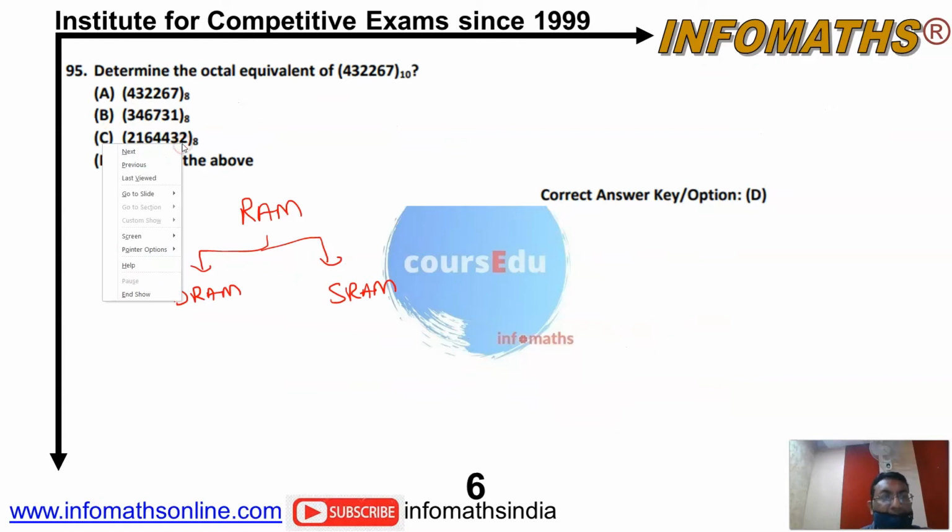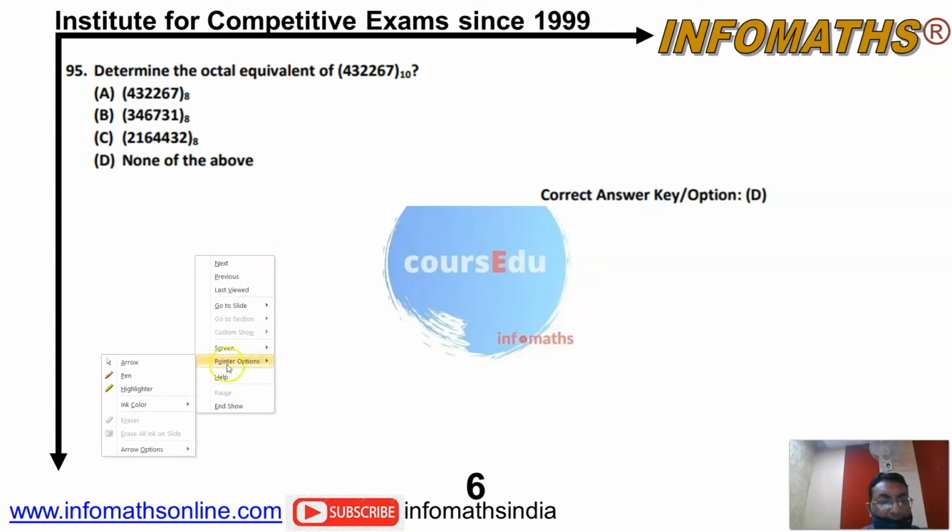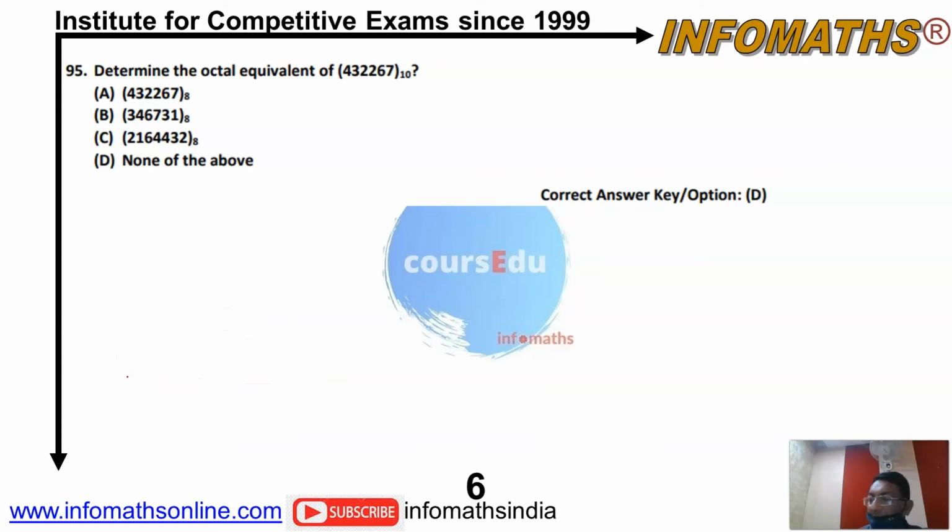Now, let's see the next question. Next one is again based on number systems. Determine the octal equivalent, decimal to octal conversion. Now again, these very large numbers will take a lot of time. It's 432267, base 10 to base 8.